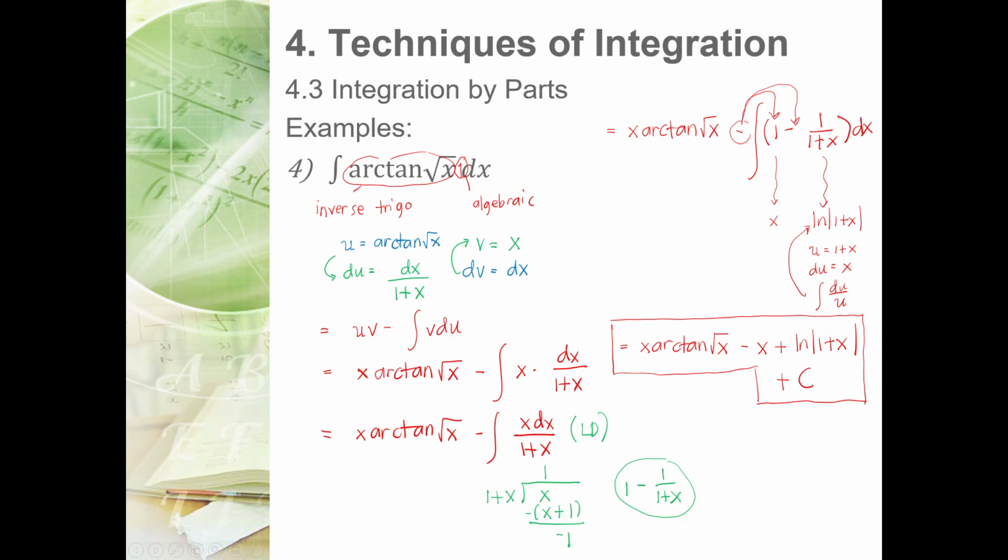Okay, so that's your final answer. Okay, so questions for number 4. So we have few questions, since it's a simple topic.